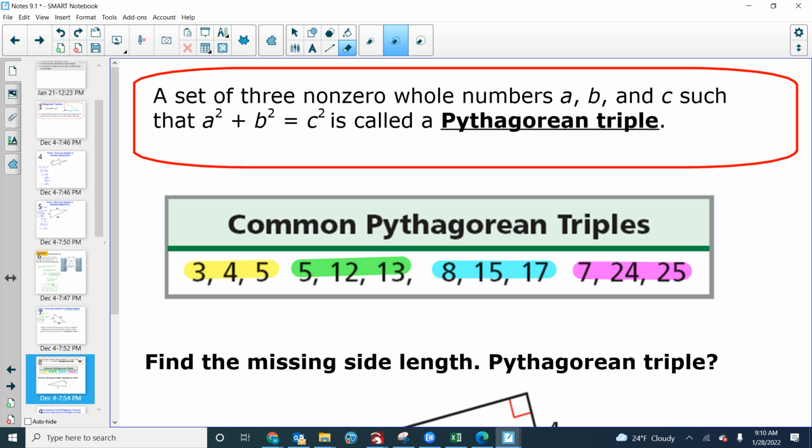What about 1, 2, and 3? Do you think 1, 2, and 3 would be a Pythagorean triple? How could you check it? Yeah, square them and see if it matches up with the Pythagorean theorem, right? It doesn't. Spoiler.